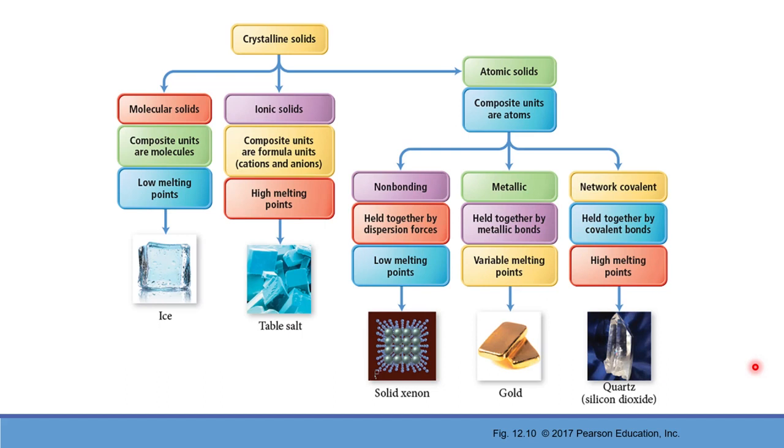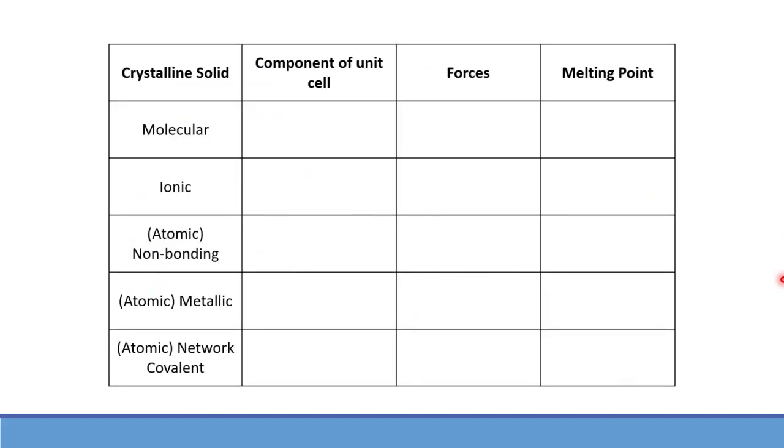So this flow chart goes through the different types of crystalline solids and their properties. And so we're going to go through each of these. We'll talk about molecular and ionic solids, and then the three subsets of atomic solids in a little bit more detail. So you may want to pause, sketch this out, and try and fill it out as we go through so that you can think about ways that you might organize this information for yourself.